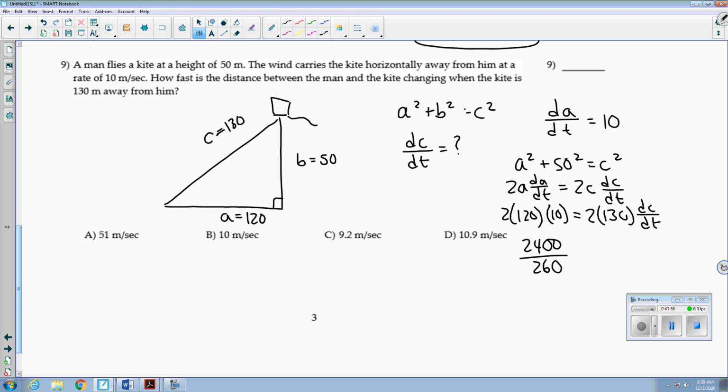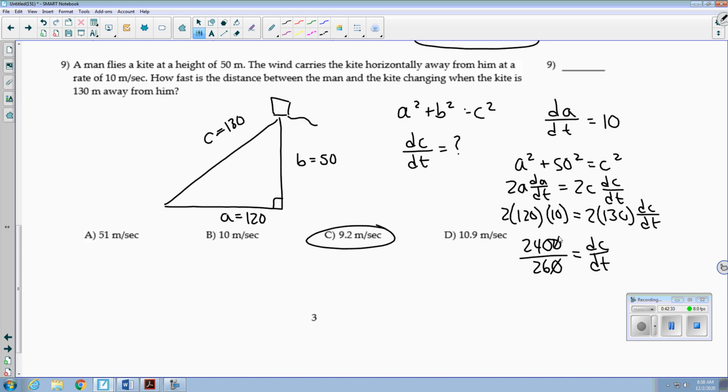we're going to get 2400 over 260, and we make that computation. It should be a little less than 10. If it was 260 over 26, it'd be 10, so it's a little less than 10. So the only one that makes sense is this one if we didn't have a calculator. And again, if this is blowing away from this person, it would make sense that the distance between them is increasing, so our rate of change should be positive.